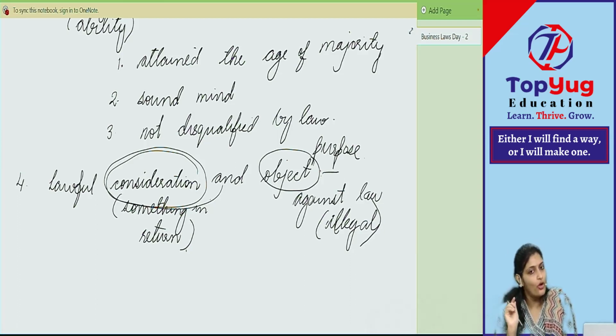Clear with this? So in an agreement, there always has to be lawful consideration and lawful object. Then only is it going to be a valid contract.